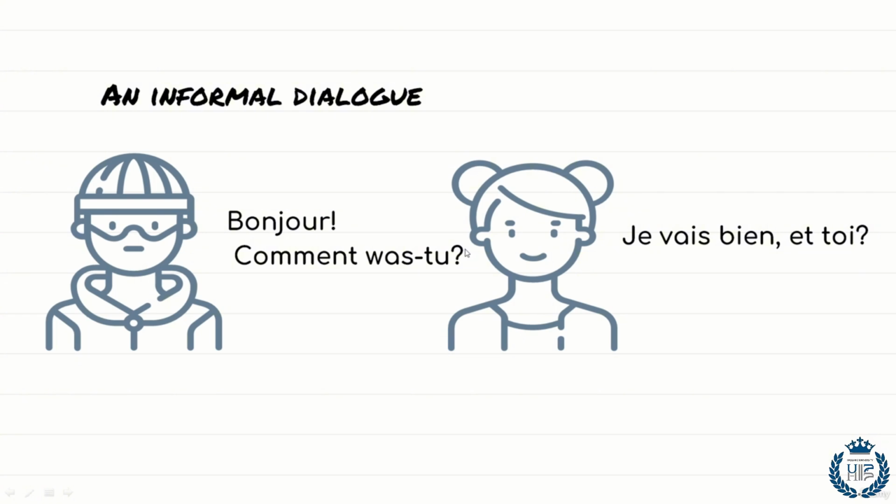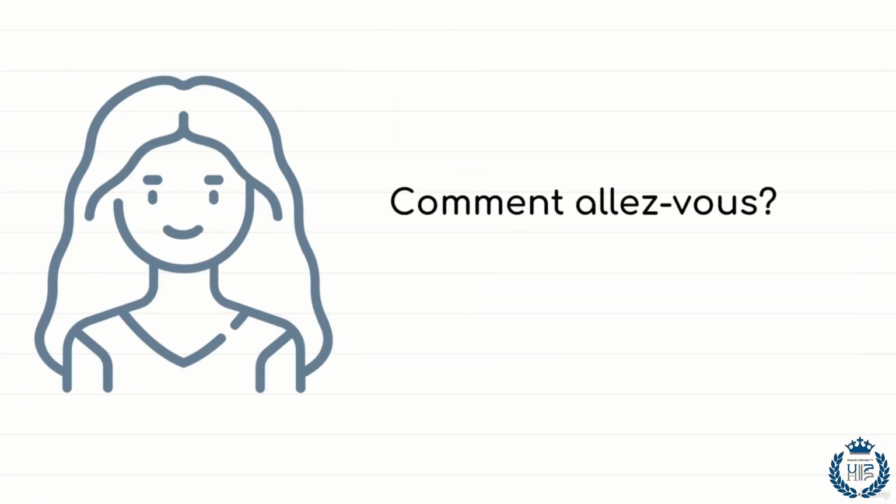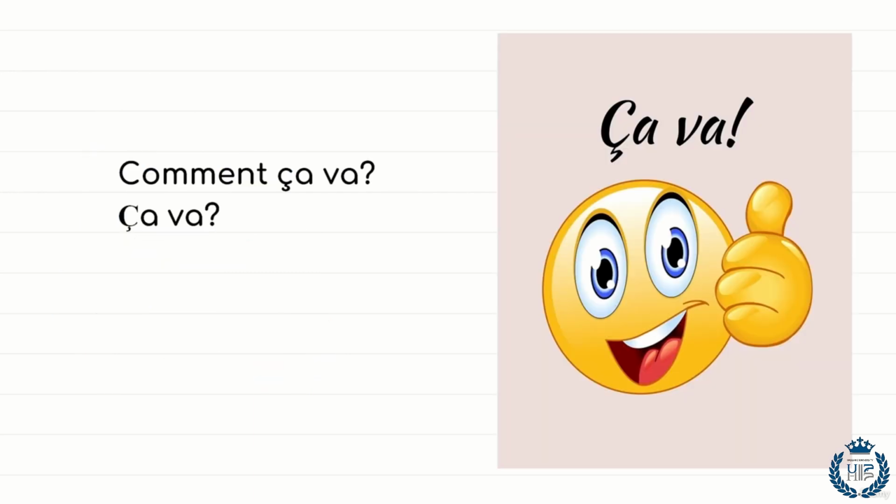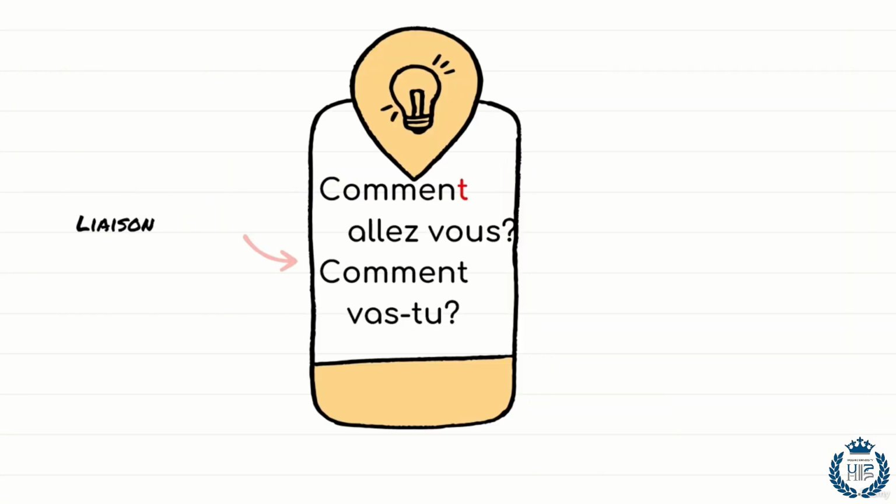So let's review what we learned from the start. We learned how to say how are you in a formal way, right? Which will be comment allez-vous? And then we have this informal way of saying how are you, which is comment vas-tu? And we have comment ça va and ça va for short. And we learned about liaison, which we link these two letters.